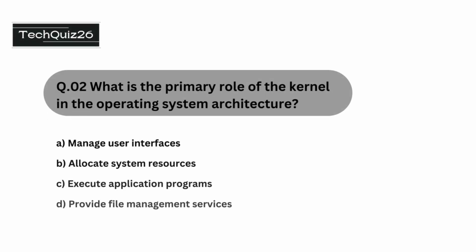Question number 2 is, what is the primary role of the kernel in the operating system architecture? The options are manage user interface, allocate system resources, execute application programs, provide file management services. The correct option is allocate system resources.